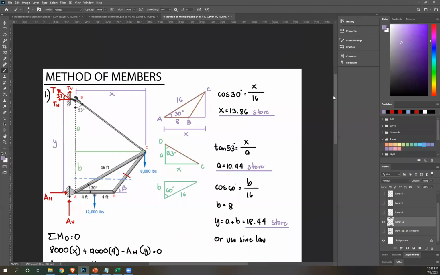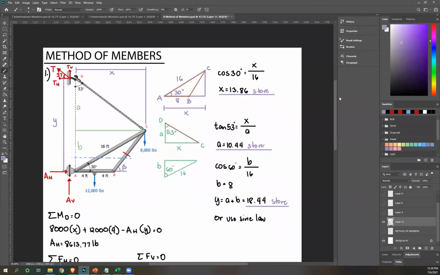Now, there's another way to solve for this, and that includes cosine law. So instead of considering this right triangle, you can consider this triangle instead. Use cosine law to solve for this angle, or use cosine law to solve for this length, and then sine law to solve for this angle. Again, if you want to practice, try doing that.